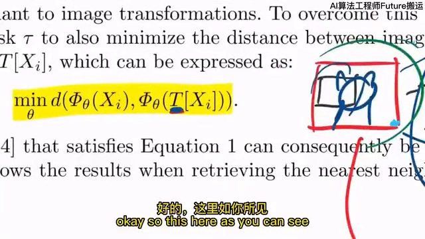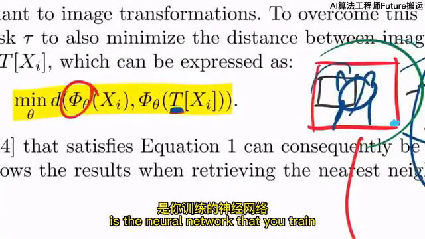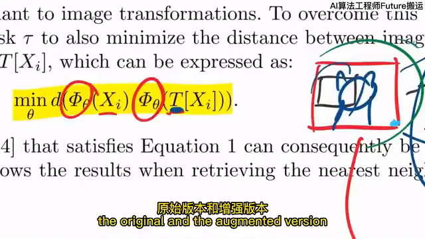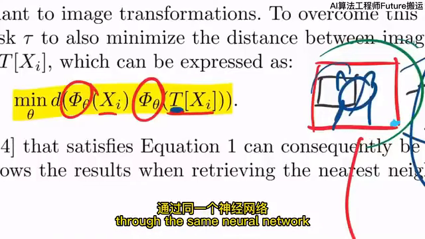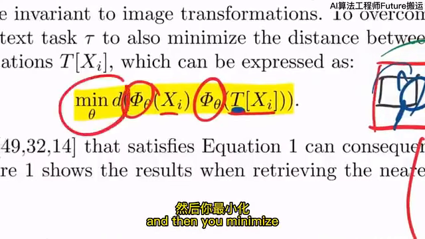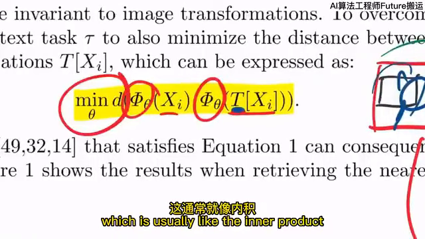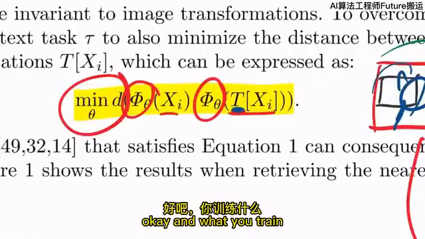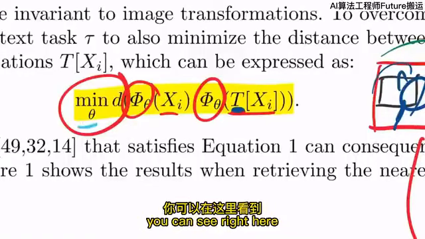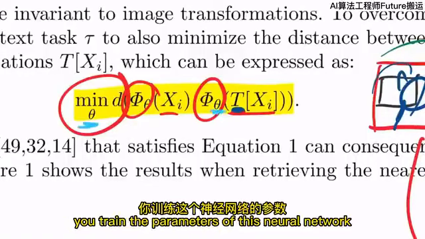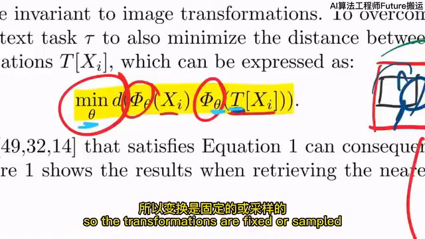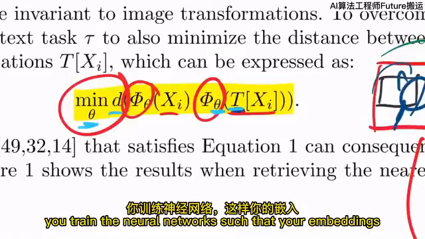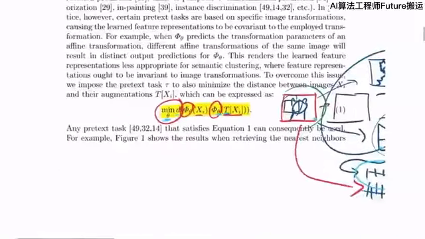Okay, so this here, as you can see, is the neural network that you train. You send both images, the original and the augmented version, through the same neural network, and then you minimize some distance, which is usually the inner product or the Euclidean distance in this embedding space. And what you train, you can see right here, is the parameters of this neural network. So the transformations are fixed or sampled, and the distance is fixed. You train the neural network such that your embeddings minimize this task.